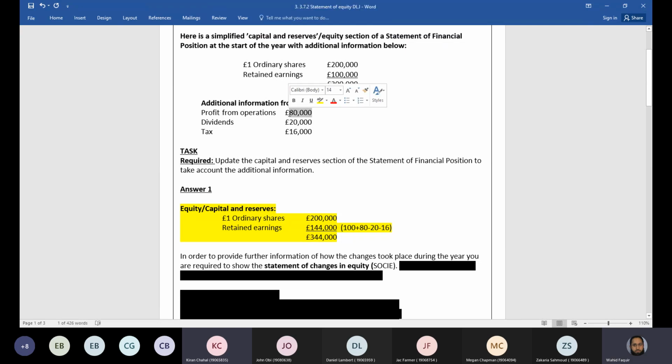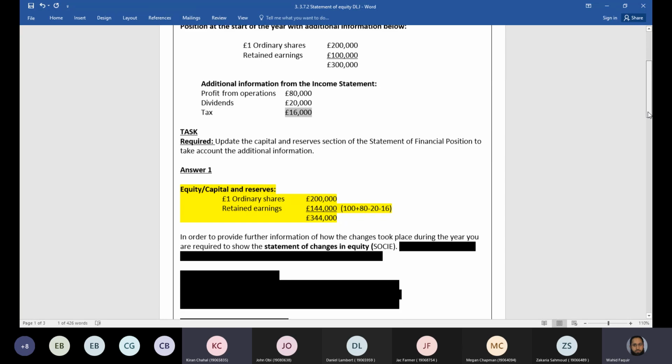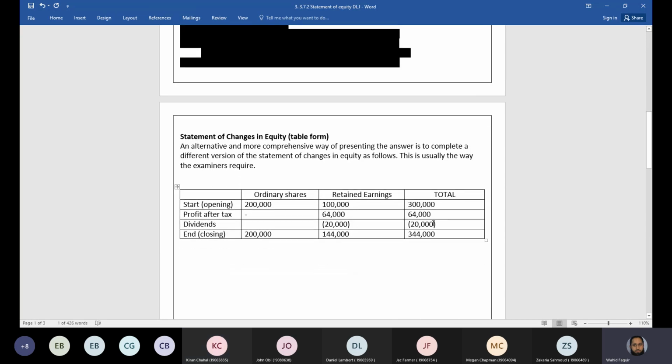Profit from operations was 80, tax is 16, difference is 64. Okay, so very easy to see where the figures have come from. Simple example, take off your dividends, that stays within the SOCIE table, tax is not there, that's the thing to note. Otherwise it's really easy to understand what's going on.